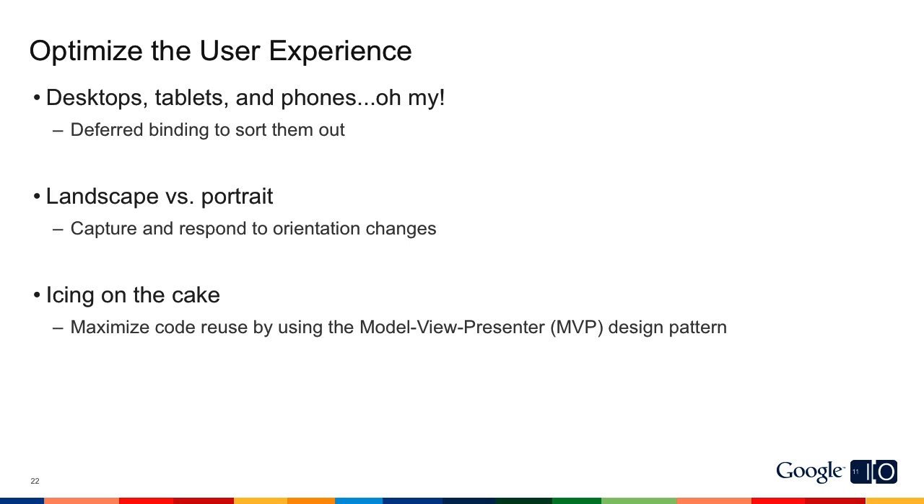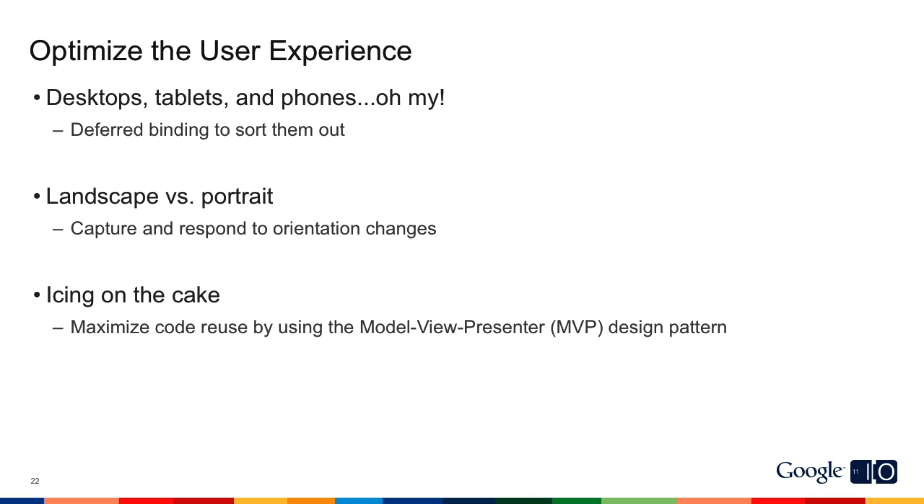And then we're also going to talk about the icing on the cake. So if you've gone through this process and you've created different UIs and you have a way of selecting those UIs and serving them up, what you end up with is a design pattern that works very well for code reuse and actually looks a lot like MVP. So we're going to talk about how you can get maximum code reuse when creating desktop, tablet, and phone applications. So let's jump in right here.